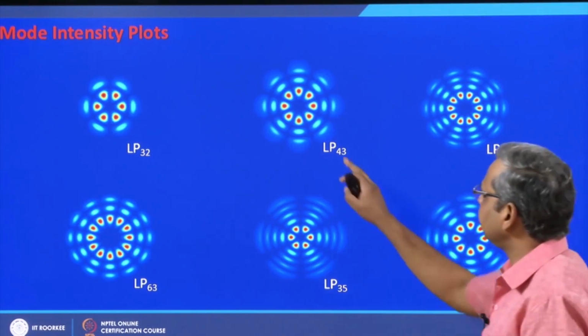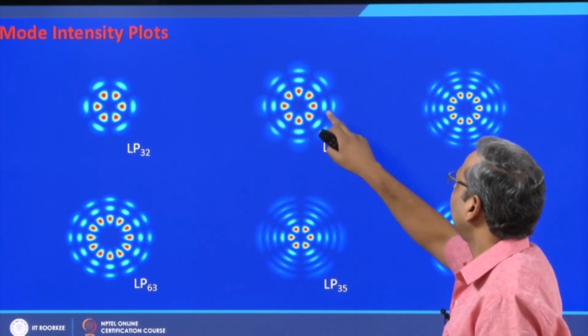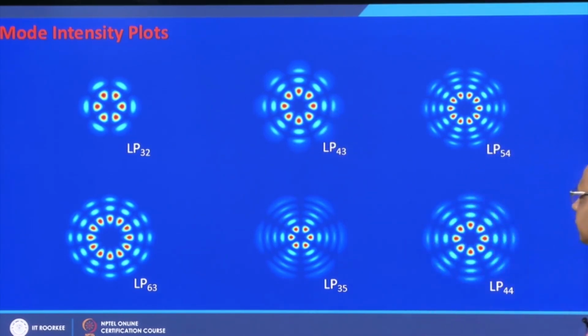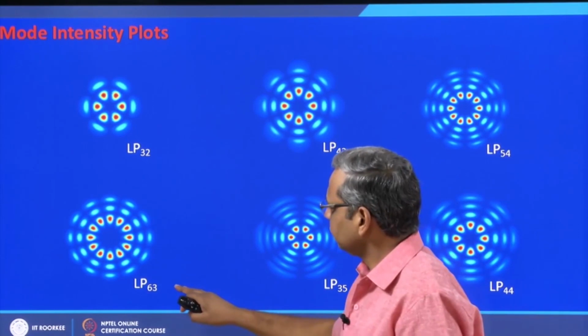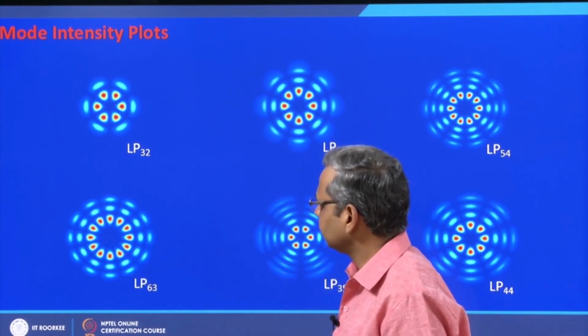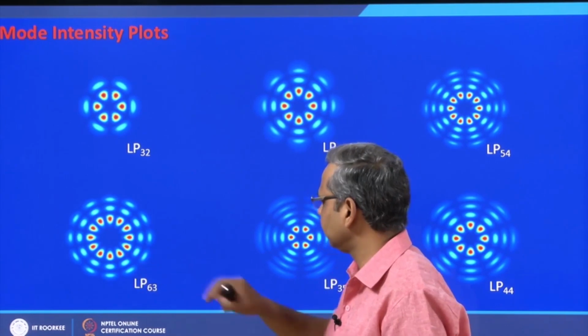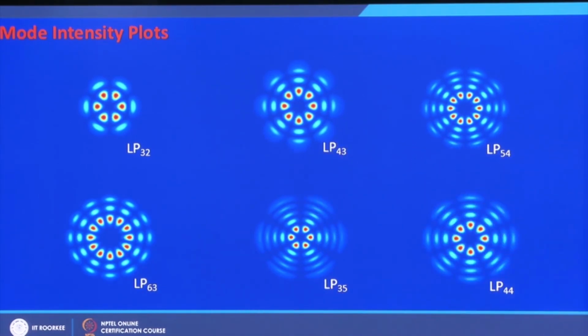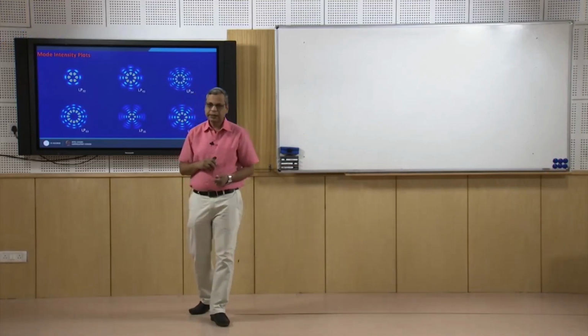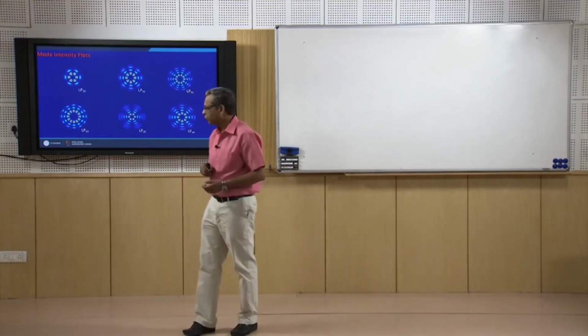LP43 mode will have 8 zeros in phi direction and 2 zeros in r direction. LP54 mode, 10 zeros in phi direction and 3 zeros in r direction, 1, 2, 3. LP63 mode, 12 zeros in phi direction, 2 zeros, 3 minus 1, 2 zeros in r direction, and so on. So, if I am given any mode, then I can immediately draw the intensity pattern corresponding to that mode.